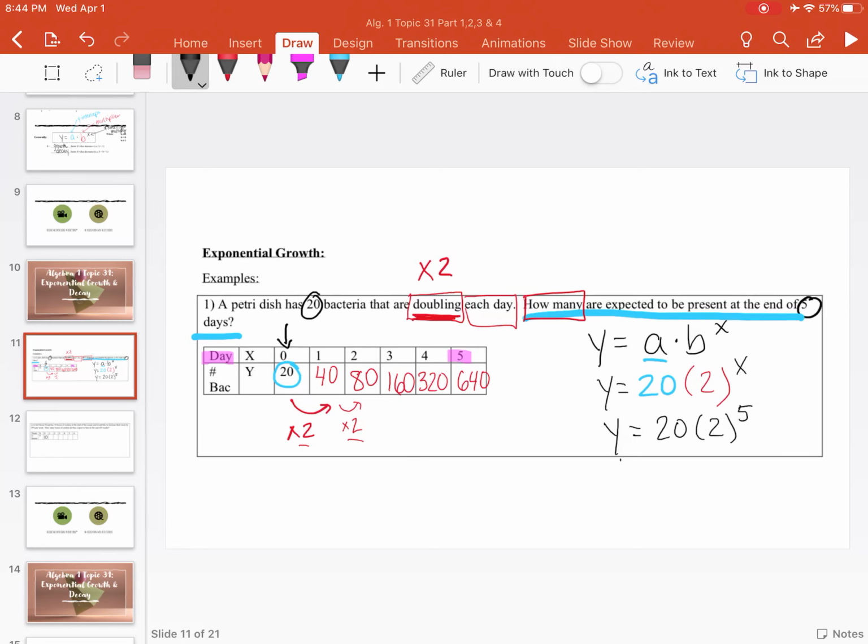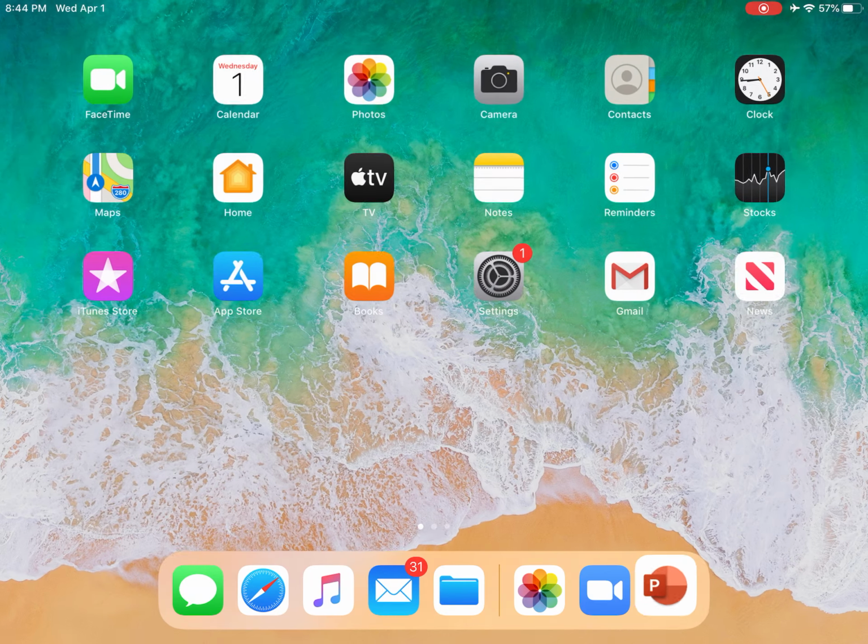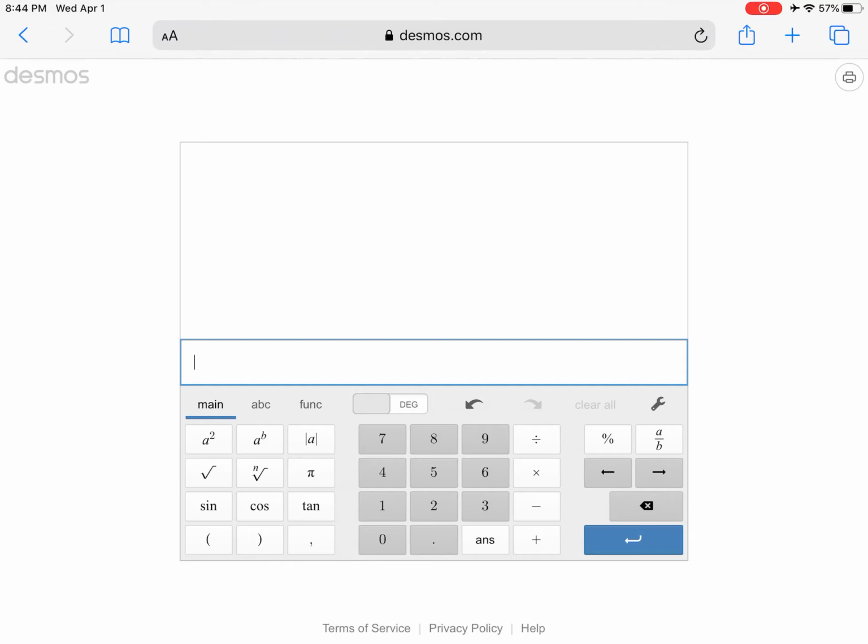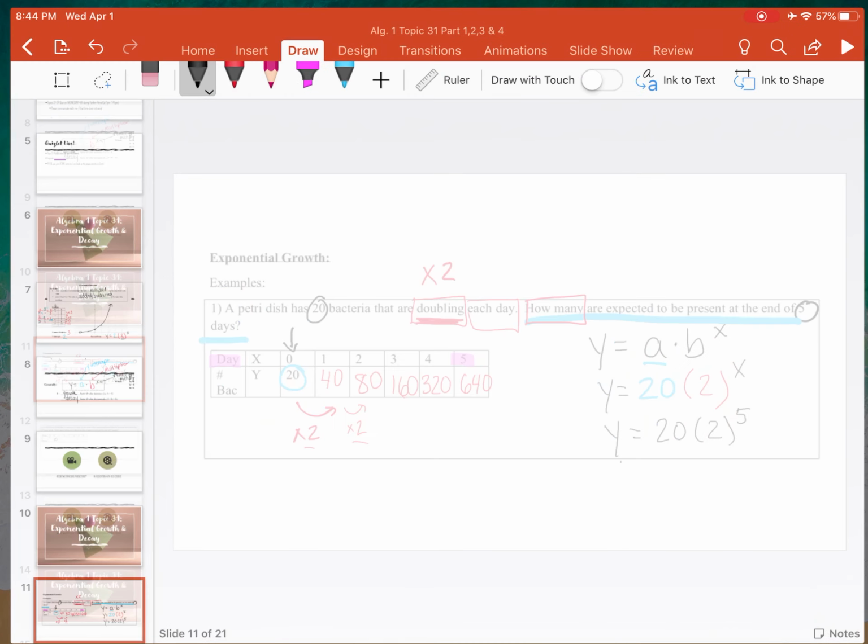Now, if you can't do this in your head, that's okay. We're going to transition over to Desmos. So we have 20 times 2 to the 5th power. Notice how I use parentheses. That's really helpful, especially when you plug into either Desmos or your calculator, just so we make sure that the exponent of 5 is being applied to the 2, with that base. We don't want it to apply to this entire quantity, but just the 2. And looky here, we get 640, which confirms our previous value.